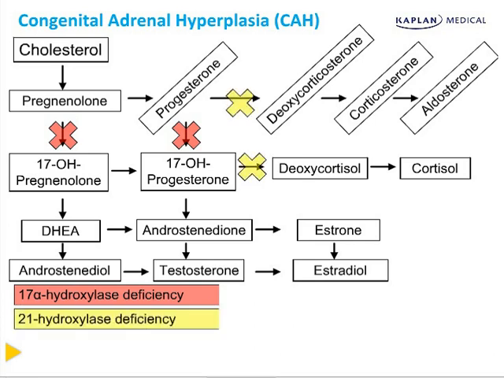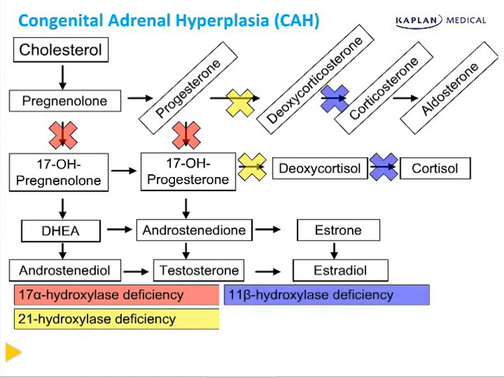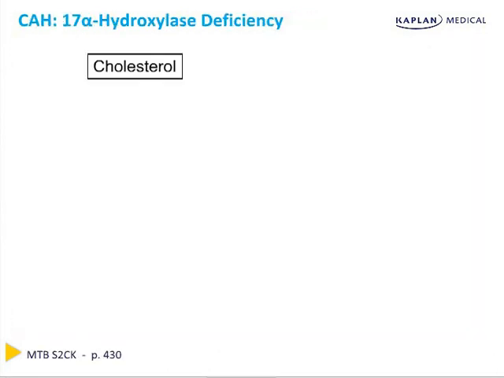21-hydroxylase deficiency leads to the underproduction of aldosterone and cortisol, but leaves sex hormones totally alone. The same is true of 11-beta hydroxylase deficiency, but it happens more distal in the process. Now, each of these leads to a very different clinical picture with some similarities and important differences that are key to you getting the question right on the test. All right, let's get started.